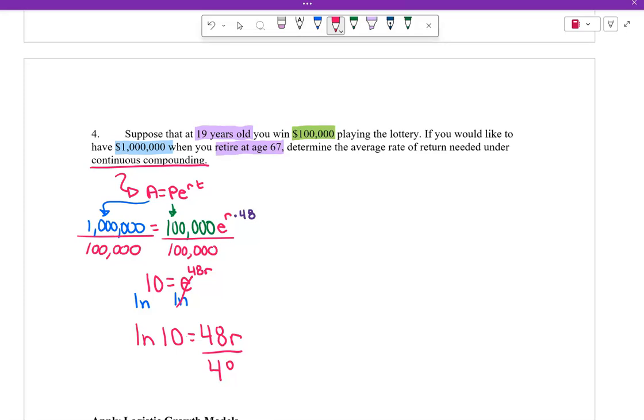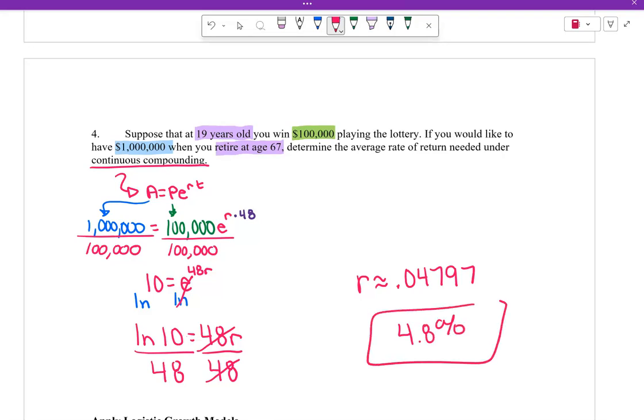And then divide by the 48. So R equals natural log of 10 divided by 48. So 0.04797, so 4.8%.